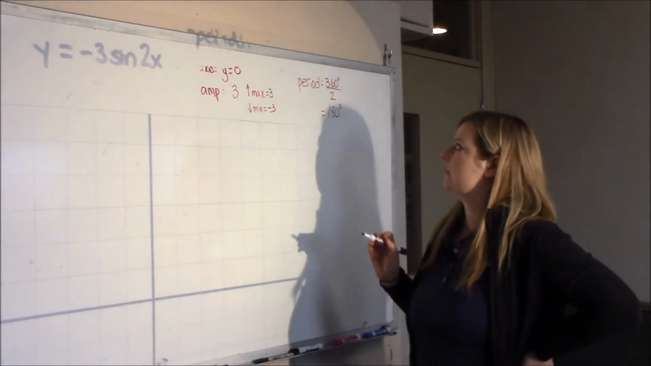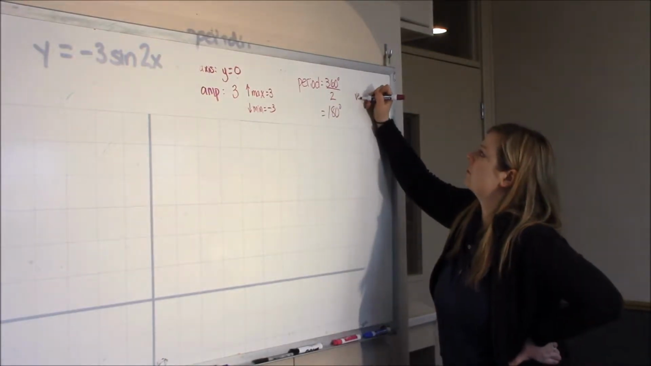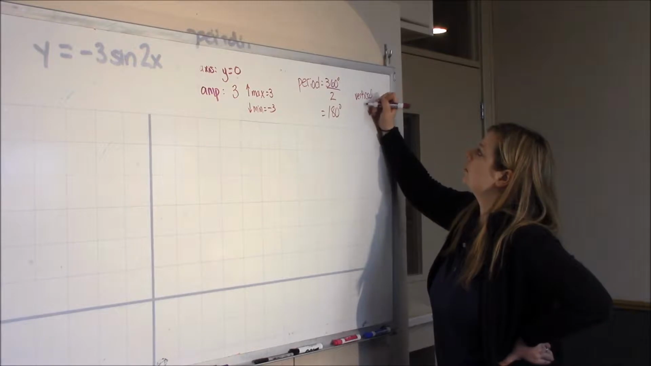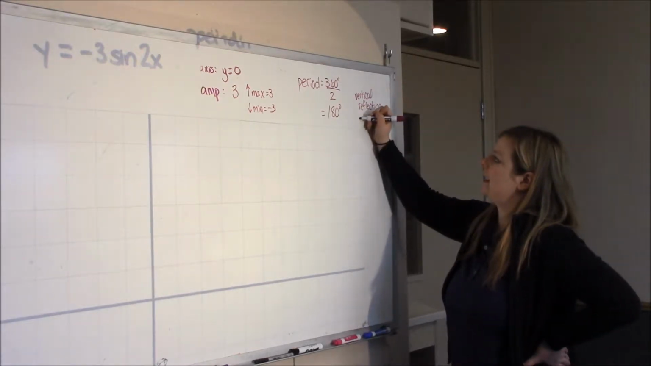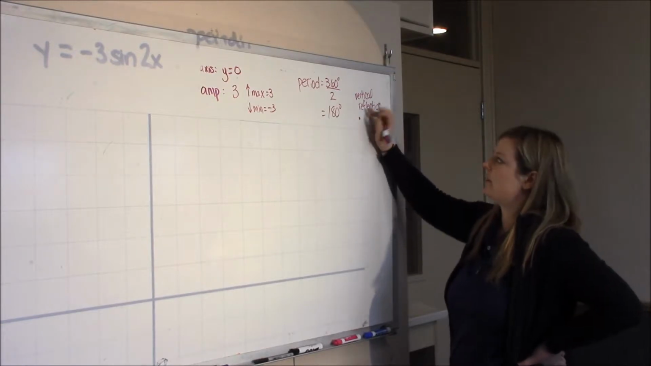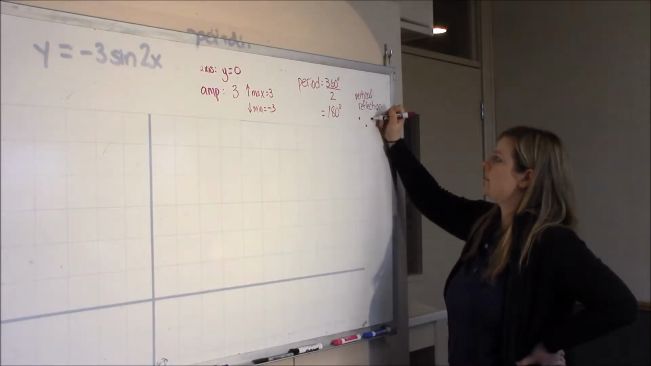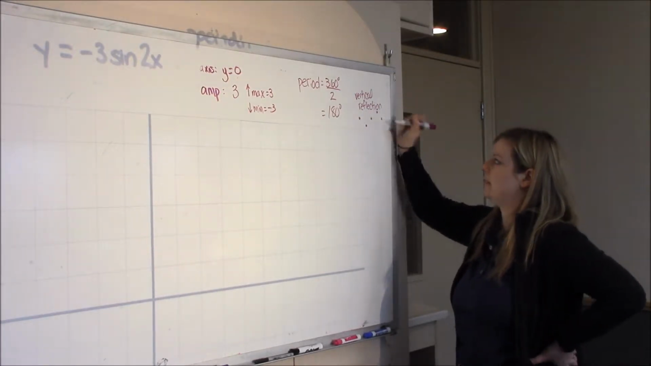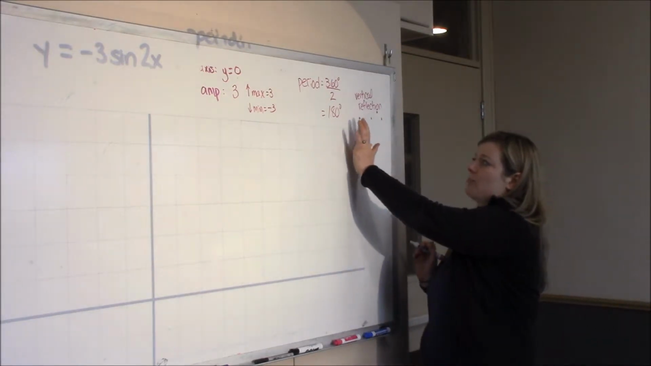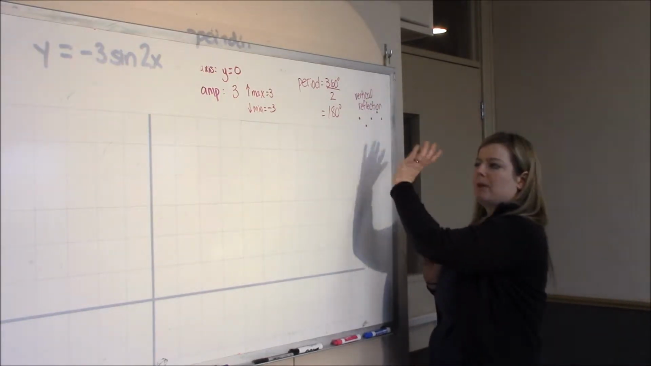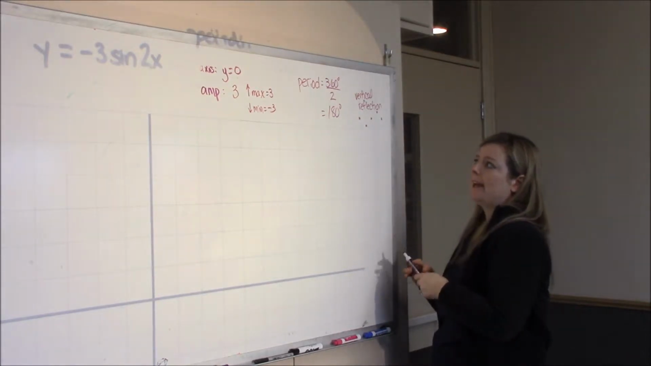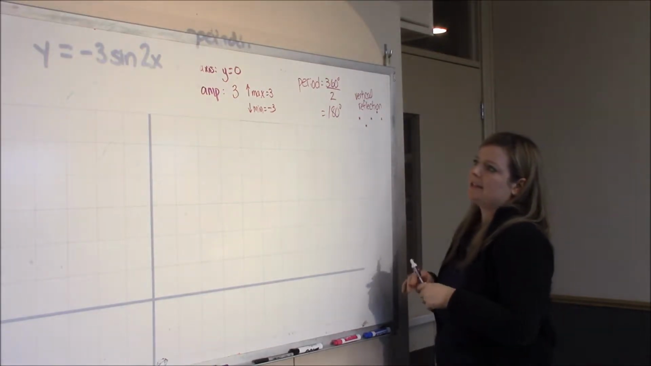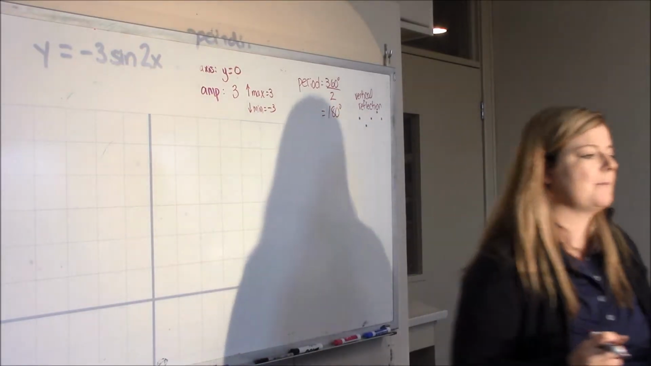I also have a vertical reflection. So that means my pattern, instead of going up, will be going down, then middle, then up, then middle. I normally go middle, up, middle, down, middle, but because it's reflected, I'm going middle, down, middle, up, middle. So now that my analysis is done, I can start actually graphing.